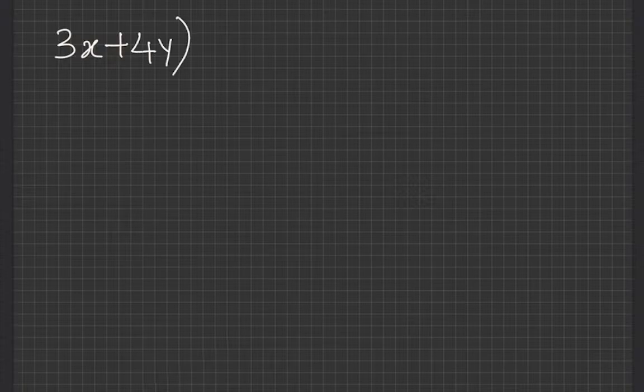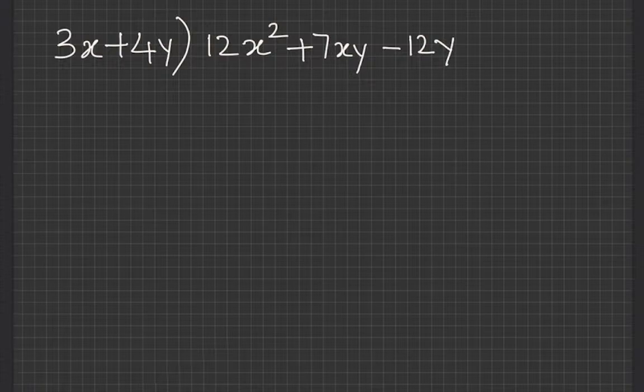Let's take one more. 3x plus 4y. Then I have my dividend is 12x squared plus 7xy minus 12yx squared.